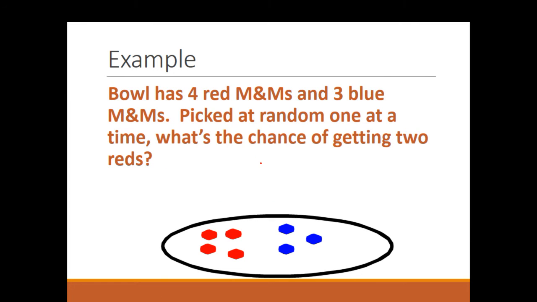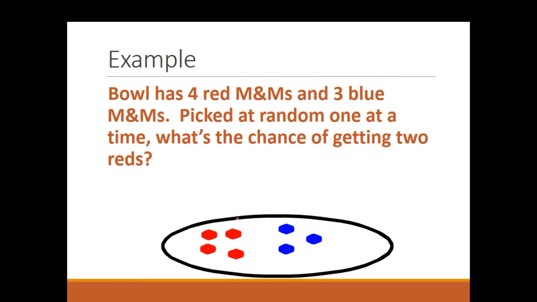Now here's another example. We have a bowl. That's a bowl down there. You can tell, obviously, it's a bowl, and in that bowl there are 7 M&Ms. And 4 of those M&Ms are red, and 3 of those M&Ms are blue. If I'm going to pick M&Ms at random, what's the chance that I get 2 red ones?